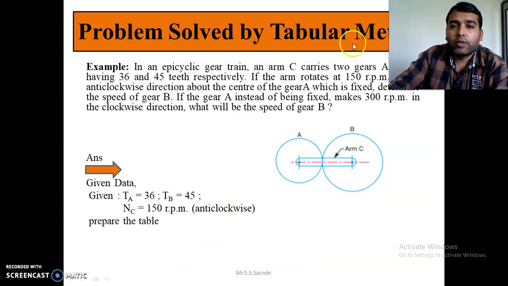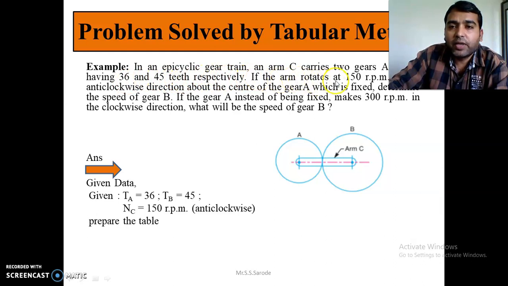Now second, the problem solved by the tabular method. So the problem statement is based on the epicyclic gear train solved by the tabular method. In an epicyclic gear train, an arm C carries two gears A and B having 36 and 45 teeth respectively.